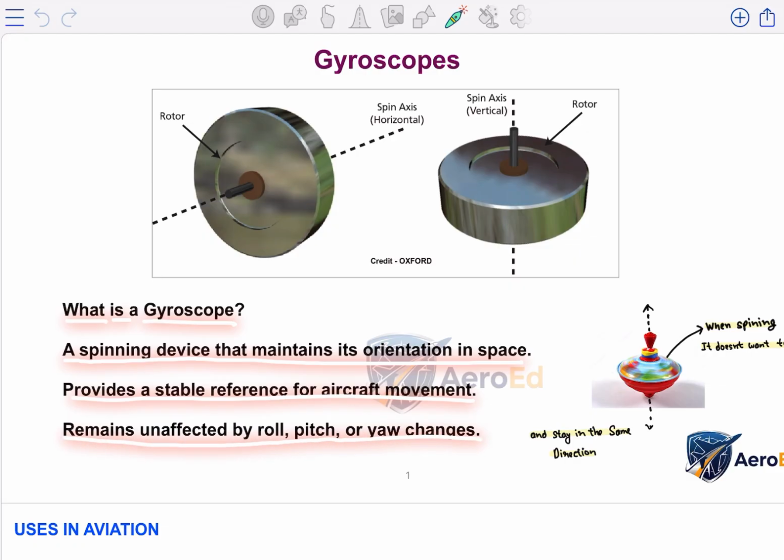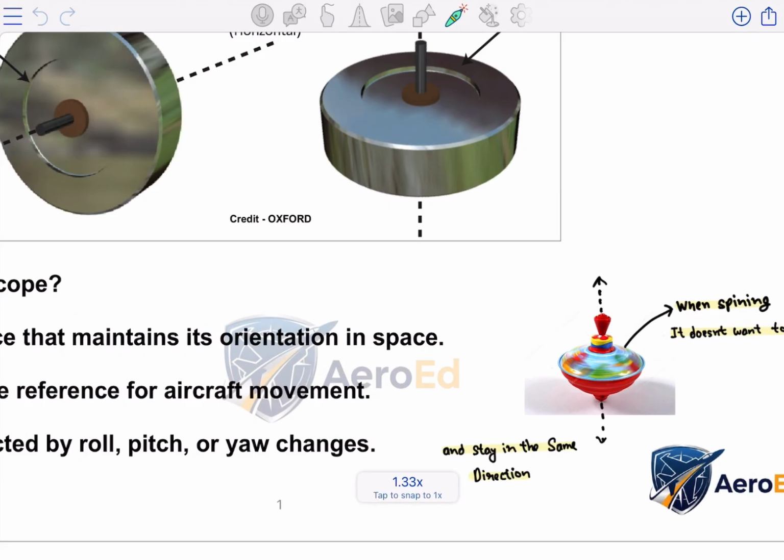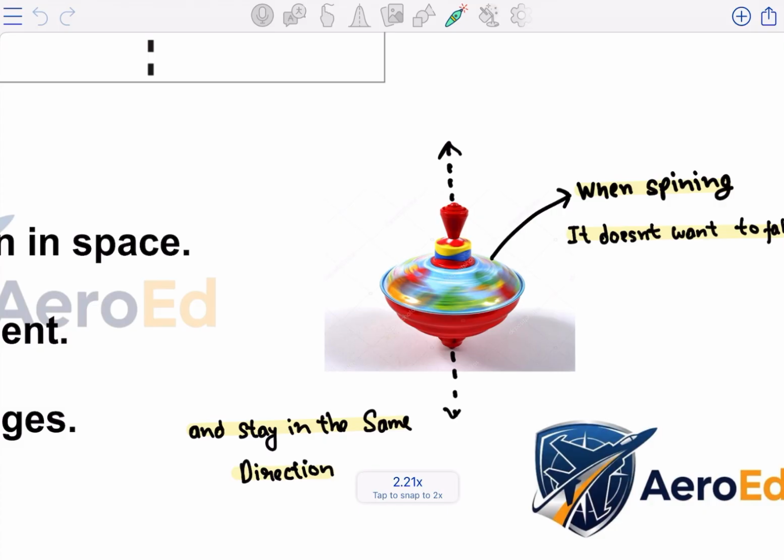So let me explain with a real life example. This is a toy we have all played with before, right? When it spins, if you remember, it used to stay upright. But as it slows down, it used to wobble and then fall. So we can say that when it is spinning, it is stable and does not want to fall. A gyroscope is very similar to this.